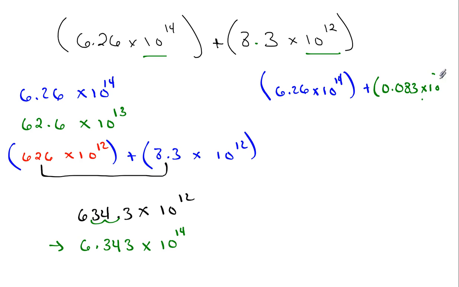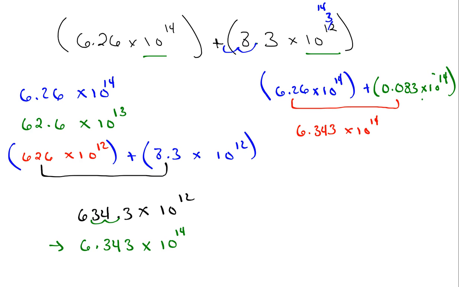0.083 times 10 to the 14th, right? So that means I move this over 1, that would change it to a 13. Move it over 1 more, and that would change it to a 14, because now I have to move it over to the right 14 times. Now if I add these, 6.26 plus 0.083, I should get the same 6.343 times 10 to the 14th power.